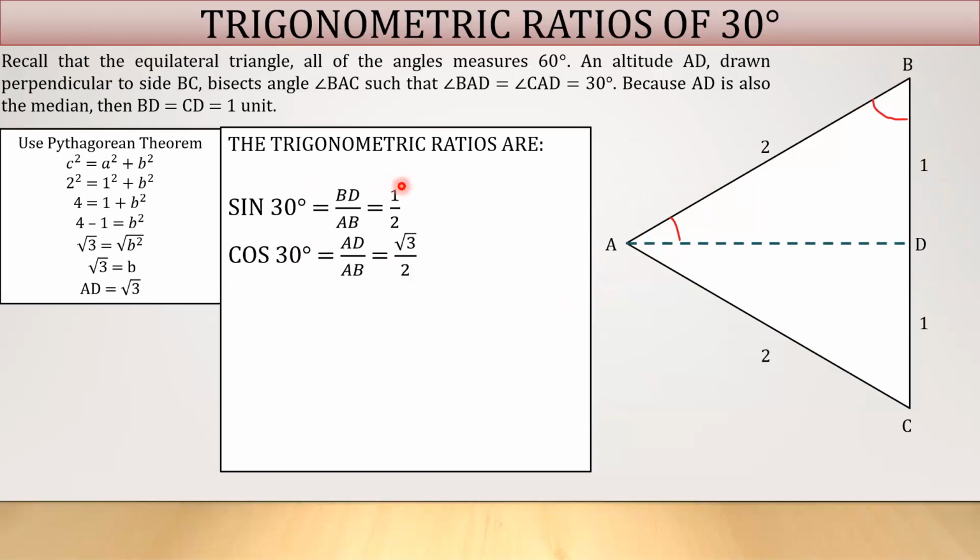For cosine 30, ganun din yung mangyayari. Gagamitin natin sa SOHCAHTOA and CHOSHAKAW. Pero for cosine, we have CAH. So, for cosine, we have adjacent over hypotenuse. That's why we have AD over AB. Let's just substitute the given. We'll have square root of 3 over 2.